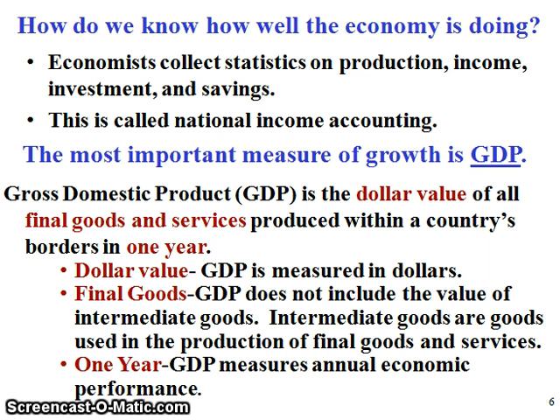How do we know how well the economy is doing? Well, using positive economics. Economists want to collect statistics, trying to avoid more normative statements. Oh, well, we feel like the economy is doing well. Well, what is our current output? What is the inflation rate? What is unemployment? Those are some of the factors that we'll want to learn about and analyze. So using what's called national income accounting, economists look at statistics on production, income, investments, and savings. And one of the most important measures, of course, of national income accounting is the gross domestic product.